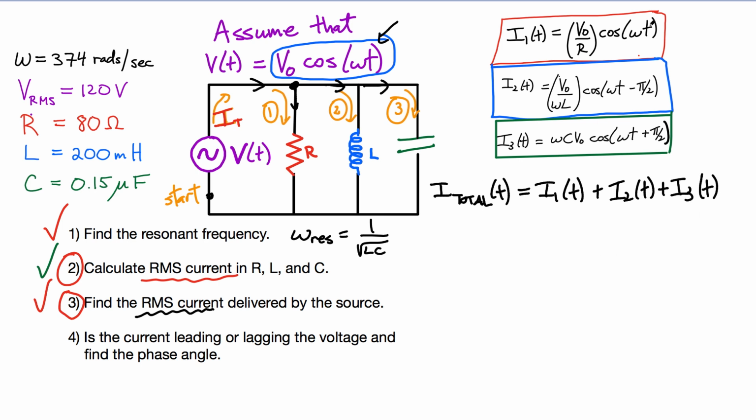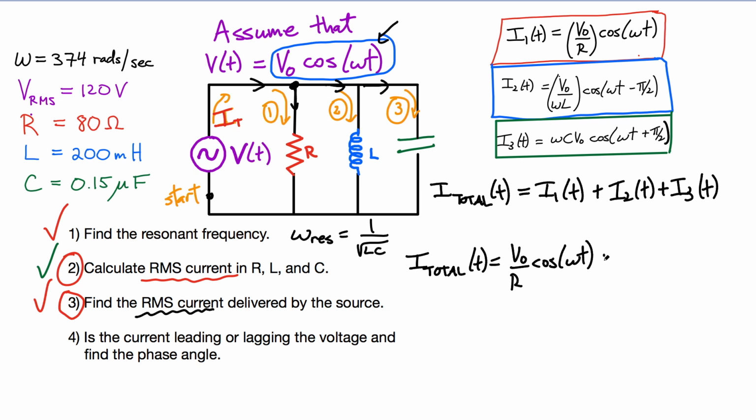Okay, now what you can do is substitute all these values to get one final function. Now it's going to look rather complicated, but we'll see how to simplify it in just a minute. All right, so this is what it looks like. So the first term is V naught divided by R and cos of omega t.